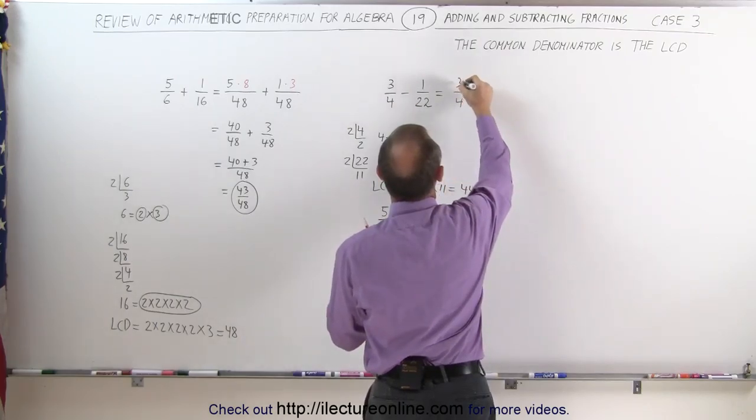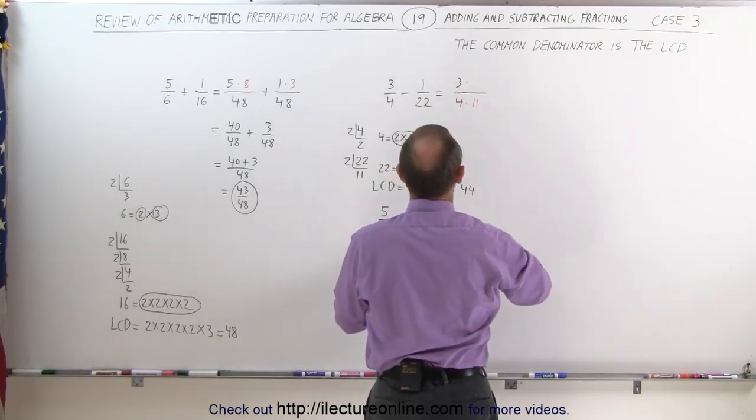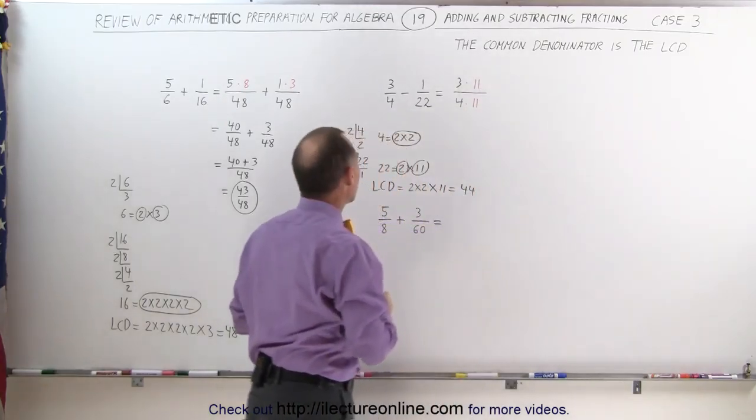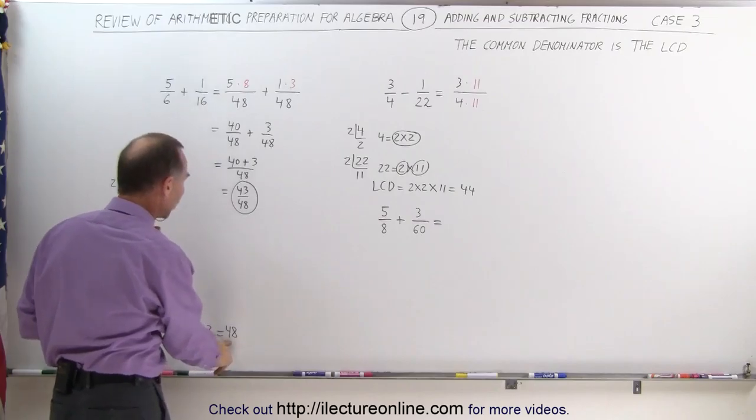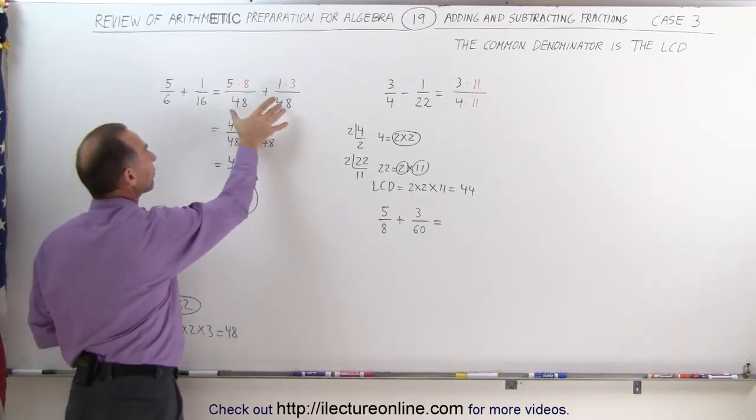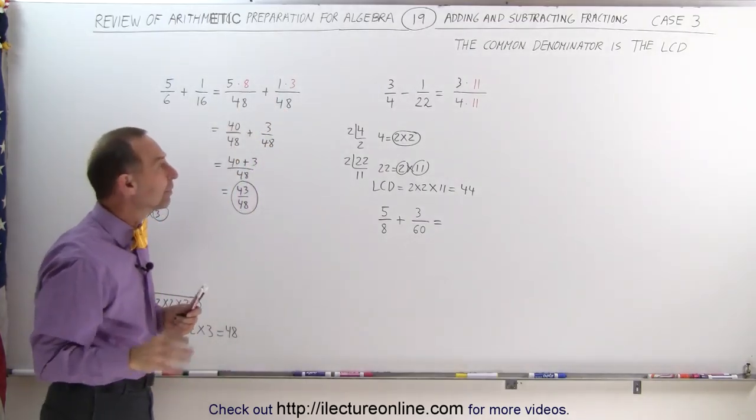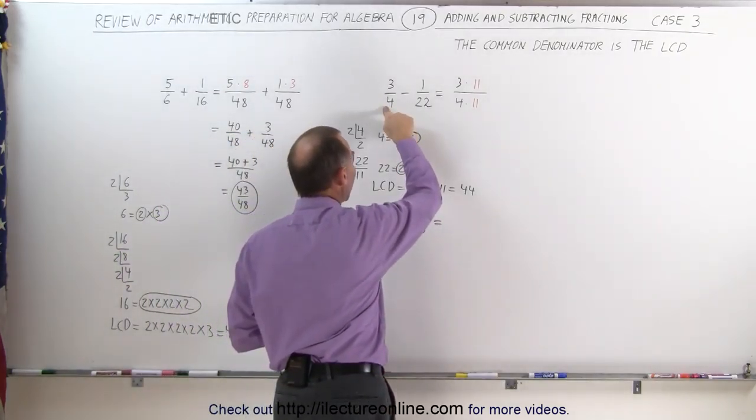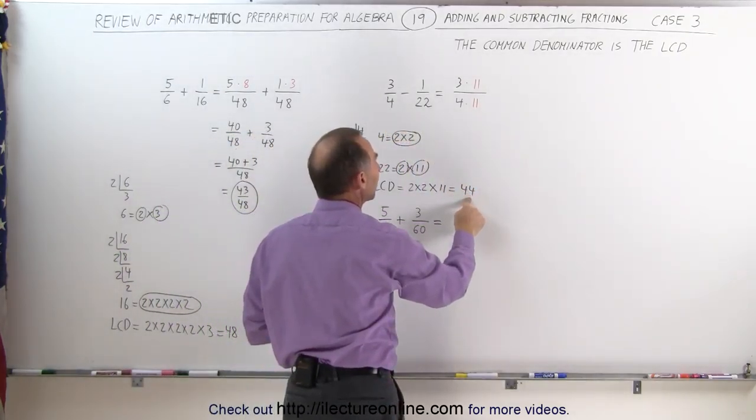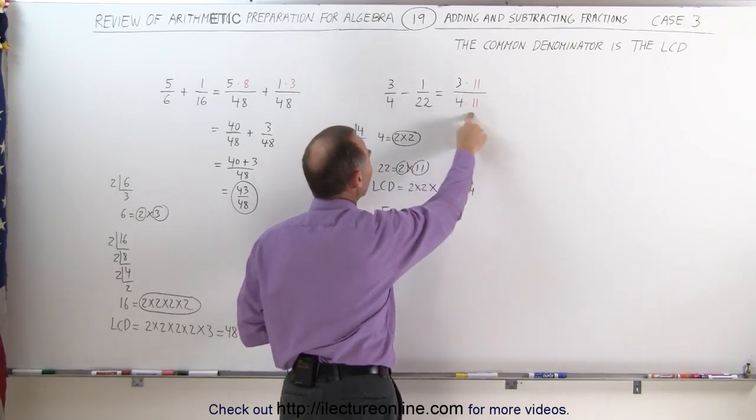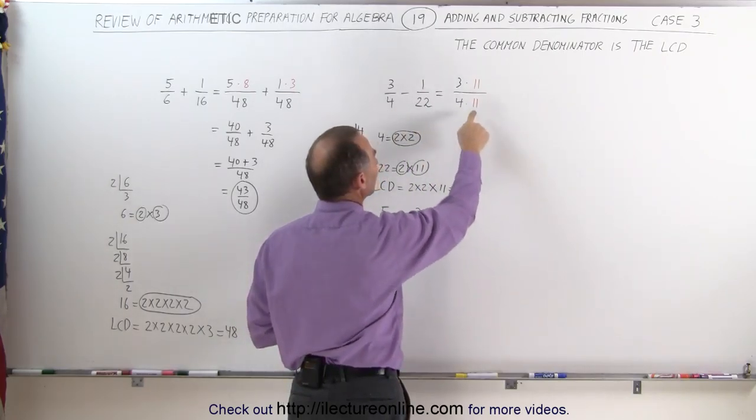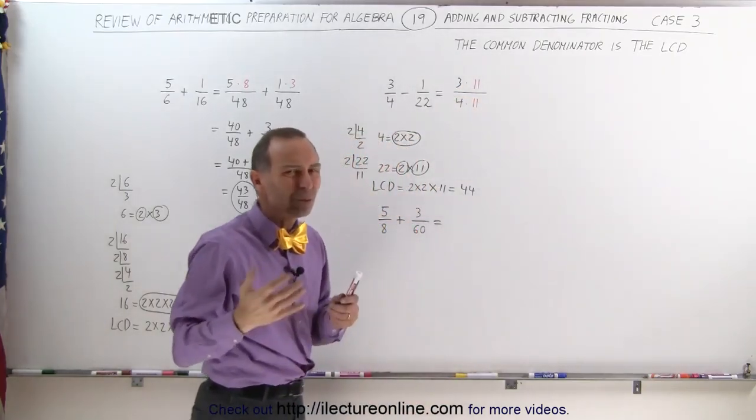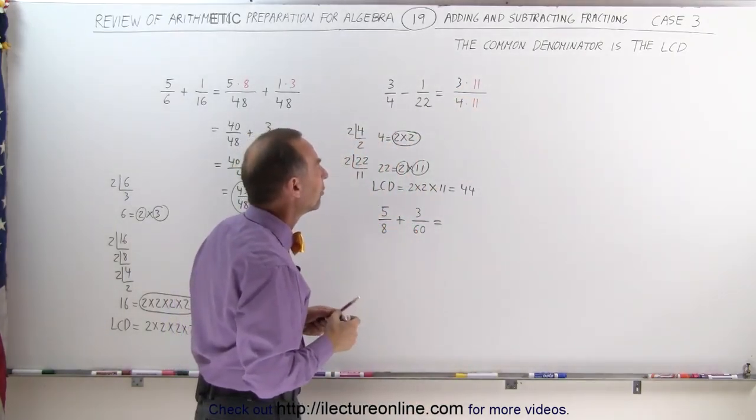What number do I have to multiply 4 by to get 44? Well, if I multiply 4 by 11, I get 44, which means I also have to multiply the numerator times 11 to get 44. So what I'm doing here is I'm using a slightly different technique. Notice here I simply knew that my lowest common denominator was 48, so I put 48 there. But here, instead of doing that, I simply said, what do I need to multiply 4 by to get the new common denominator?